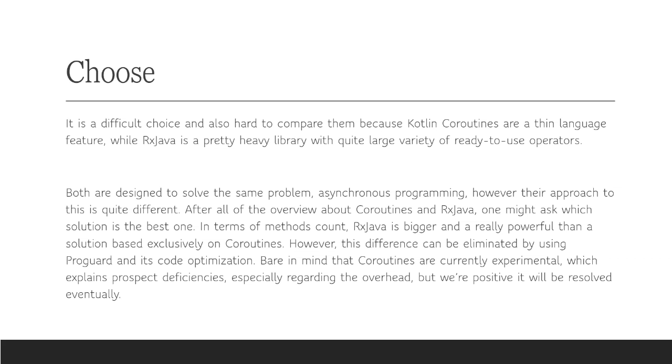So after the overview of coroutines and RX Java, one might ask which solution is the best one. RX Java is bigger and really powerful compared to a solution based on Kotlin coroutines. This difference can be eliminated by using ProGuard and its code optimization. We can say that coroutines are currently experimental, but you have to start, and for asynchronous tasks and other things you can use it easily.